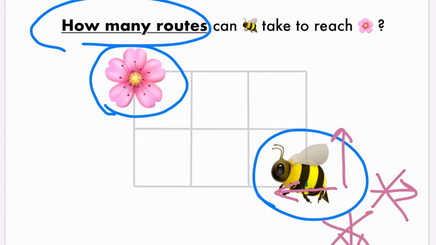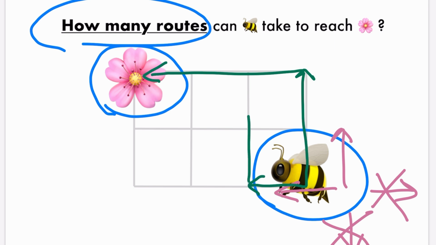For example, the bee can move 2 steps upward, then 3 steps leftward, or the bee can move 1 step leftward, 2 steps upward, and 2 steps leftward. How many ways are there in total?